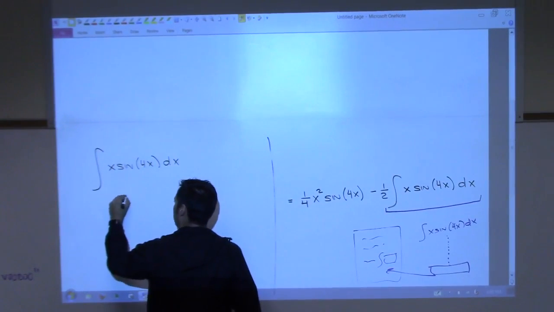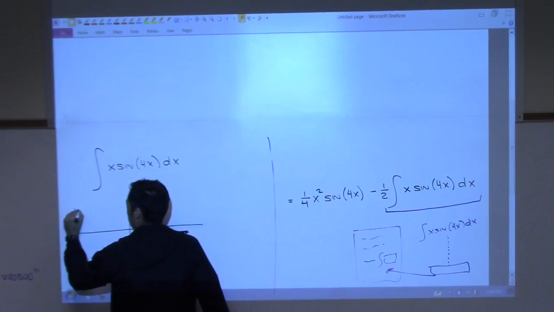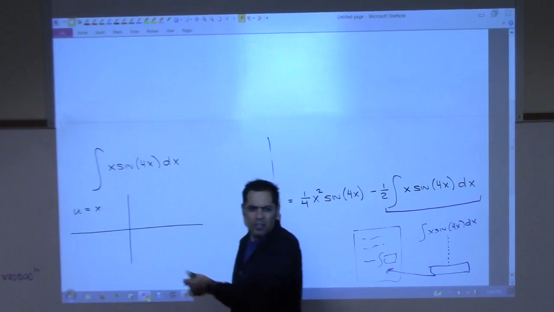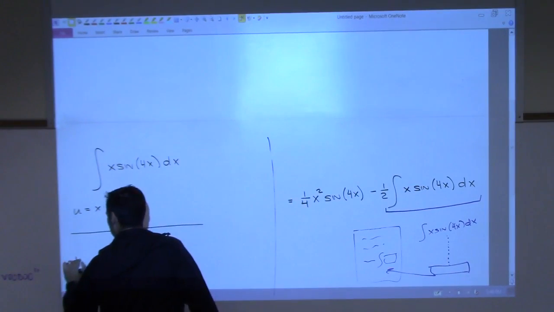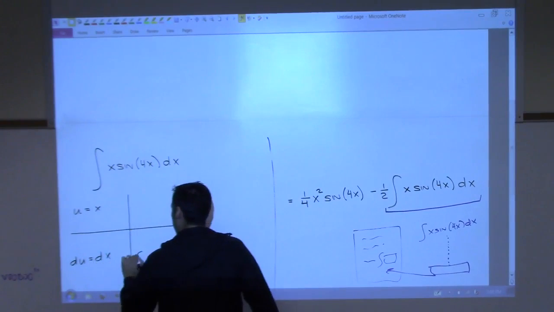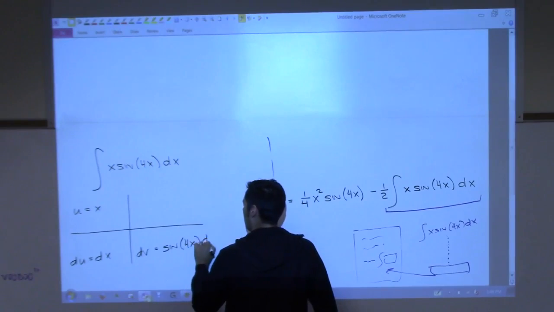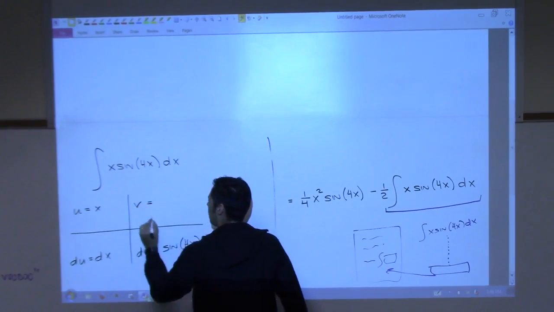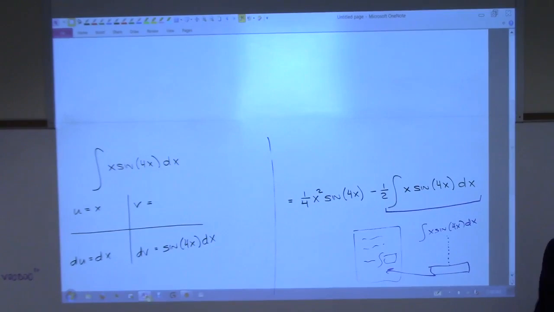Yep, we're just going to go again, right? You're choosing x to be u because you understand that that's going to go to dx, and you're happy with that now, right? It looks good. So du then is dx. dv is the stuff that was left, sine 4x dx. And then you've got to integrate at least one more time. So what's that going to be there?